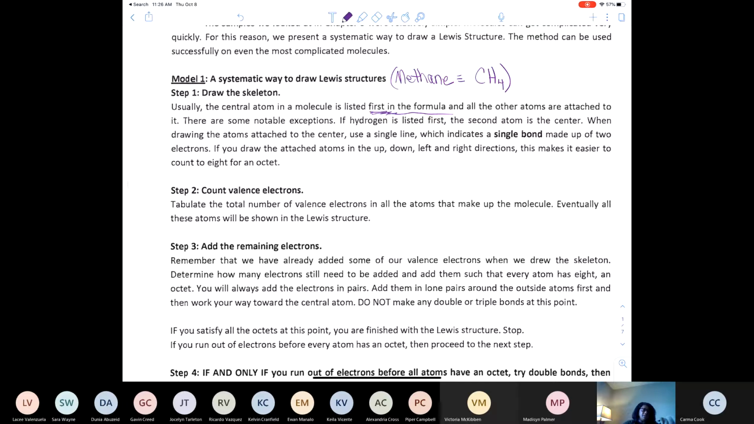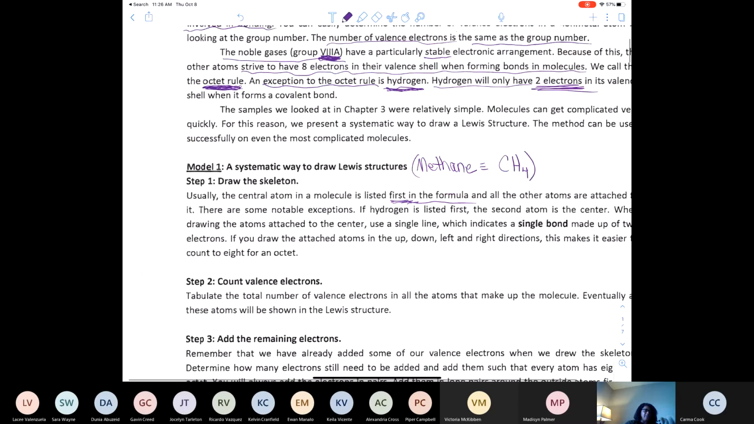If hydrogen is ever listed as the first atom in the formula of a molecule, hydrogen can never be the central atom. The reason is that hydrogen is an exception to the octet rule. Hydrogen is happy with only having 2 valence electrons around it in a Lewis structure. So therefore, hydrogen can never be the central atom.